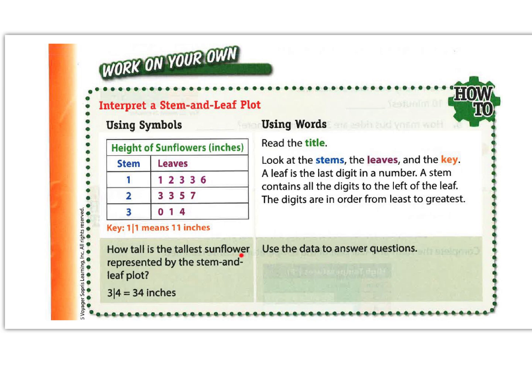How tall is the tallest sunflower represented by the stem and leaf plot? Use the data to answer the question. So you go to the biggest number, 3, and then the biggest one is 4. Remember, it's in order from smallest to biggest. 3/4 equals 34 inches.